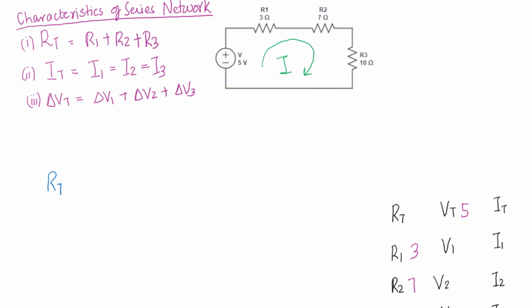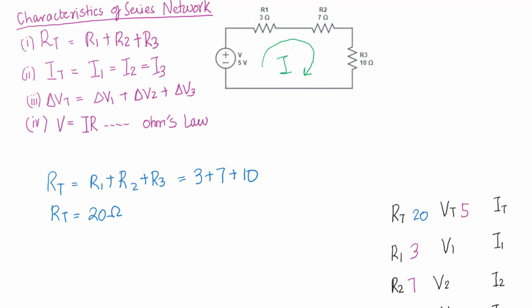As we can see in equation 1 over here, the total resistance is equal to the summation of all the resistors that are connected in this network. So this would be 3 plus 7 plus 10 ohms. It's going to be 20 ohms. Okay, so our total is 20.